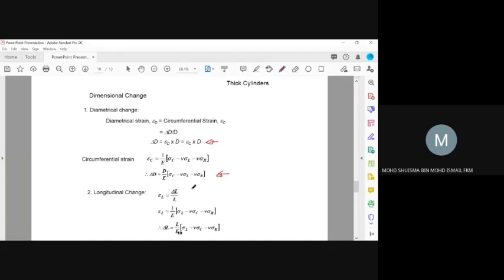Okay. Longitudinal change, epsilon L, is change in length over original length. And we get it from Hooke's law, the equation for strain to stress. And so we can get this last equation here: delta L, or change in length, is L over E times sigma L minus nu sigma C minus nu sigma R.